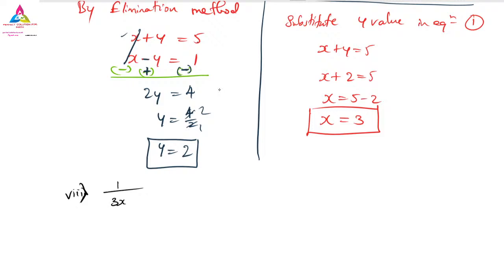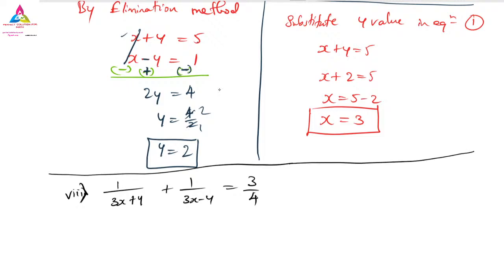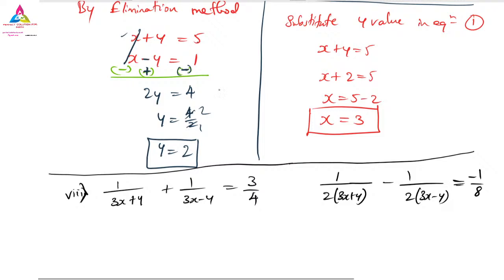So it is 1 divided by 3x plus y, plus 1 divided by 3x minus y, is equal to 3 by 4. The numbers are very big here. So remember, here the fraction values they have given. And one more equation they have given: 1 by 2 times 3x plus y, minus 1 by 2 times 3x minus y, is equal to minus 1 by 8. So these are the equations given in the 8th question.